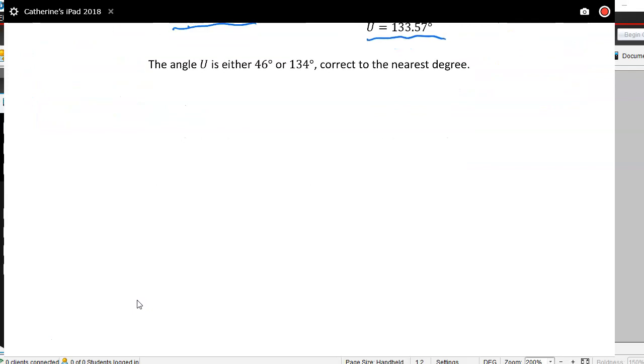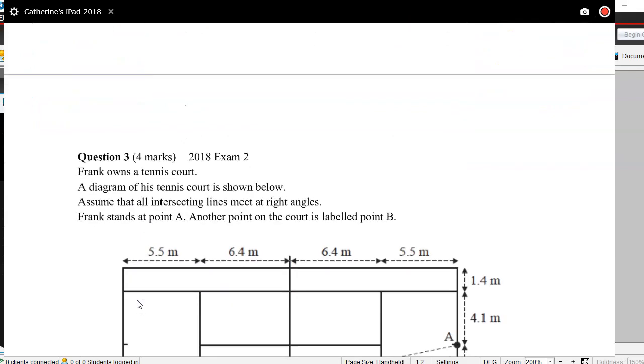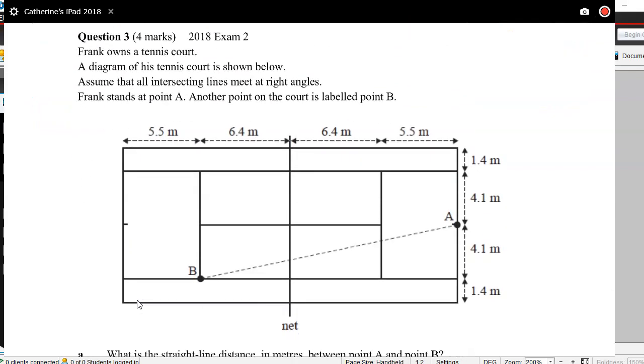Now, an example where this was used, again, from a further maths exam. There's a bit of other work we're doing here, and then we're going to get to the ambiguous case. Let's go through it. So this is from the 2018 exam 2. So they do 2 exams in further maths. One's all multiple choice, one is all extended response.